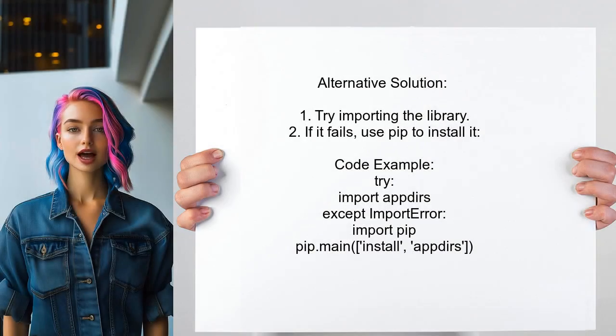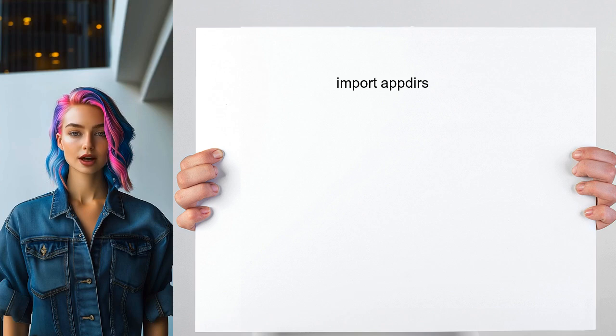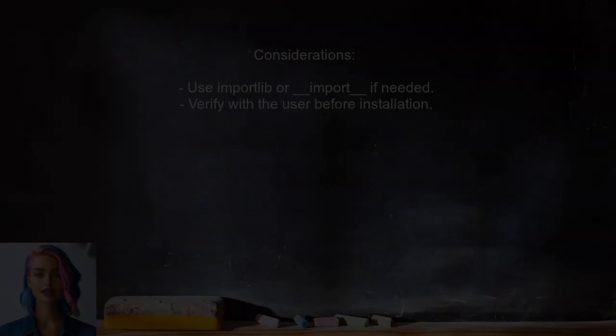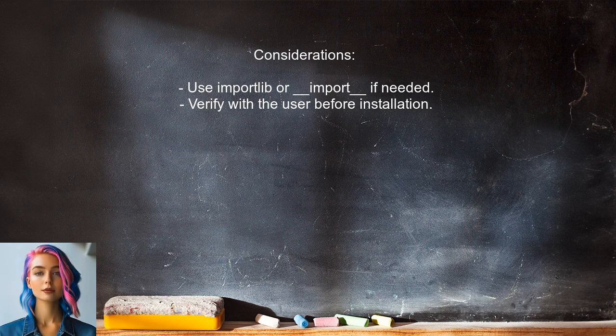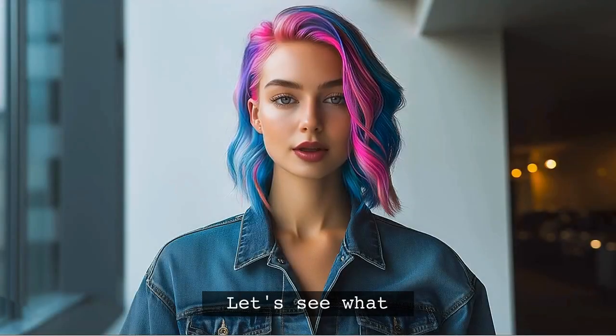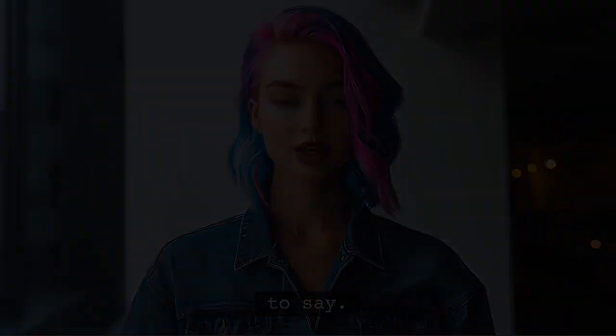One alternative approach is to programmatically install the missing library using pip if the import fails. The user suggests trying to import the library first, and if it raises an import error, you can call pip to install it. Additionally, the user mentions that you might need to use importlib or import to properly import the package after installation. They also suggest verifying with the user before proceeding with the installation. That's all for that response. Let's see what someone else had to say.